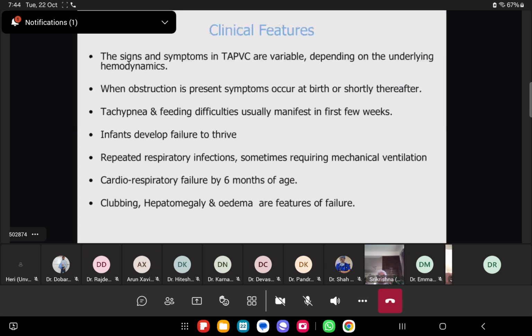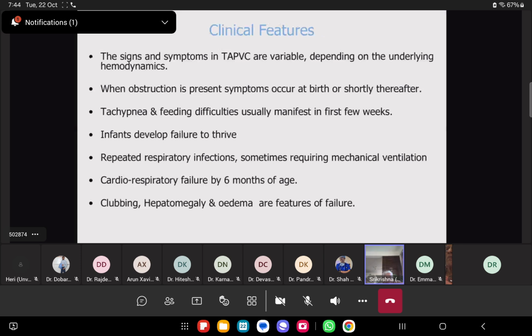Coming to the clinical features, the signs and symptoms of TAPVC are variable and depend on the underlying hemodynamics, whether the patient has obstructive or non-obstructive TAPVC. When obstruction is present, symptoms occur shortly after birth. The patient will present with tachypnea and feeding difficulties, and infants will develop failure to thrive and repeated respiratory infections, sometimes requiring mechanical ventilation. Cardiorespiratory failure will develop by 6 months of age.